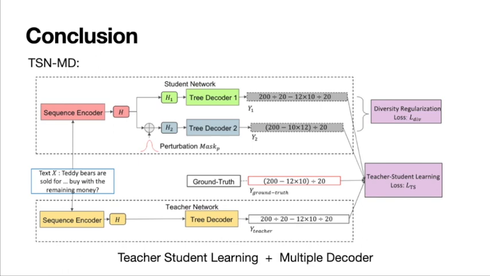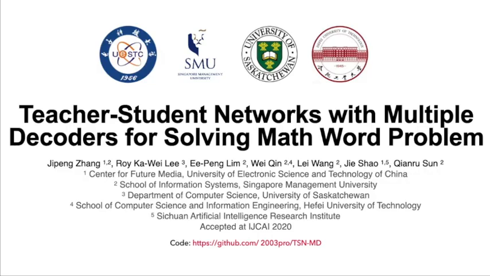In summary, we propose a novel approach: teacher-student networks with multiple decoders to tackle the MWP problems. The key components in our approach, that is, teacher-student regularization and multiple decoders in the student network, are validated to be of high effectiveness. New state-of-the-art results are achieved on the Math23K and MAWPS benchmarks. Furthermore, our approach is easy to plug into other MWP solvers.